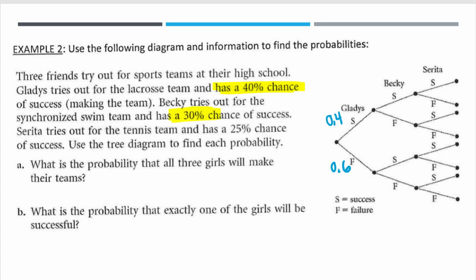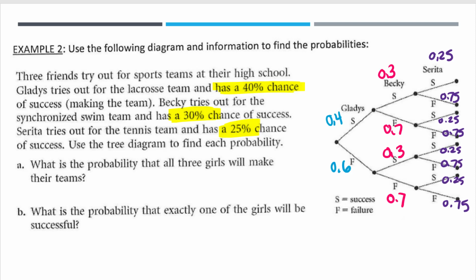She has a 30% chance of success. So I'm going to put 0.3 for success, meaning that she has a 0.7 chance of failure. And we have to do that on both branches. And then Sarita has a 25%, so 0.25, and then 0.75 for failure. So we've put all of the probabilities on the tree diagram.